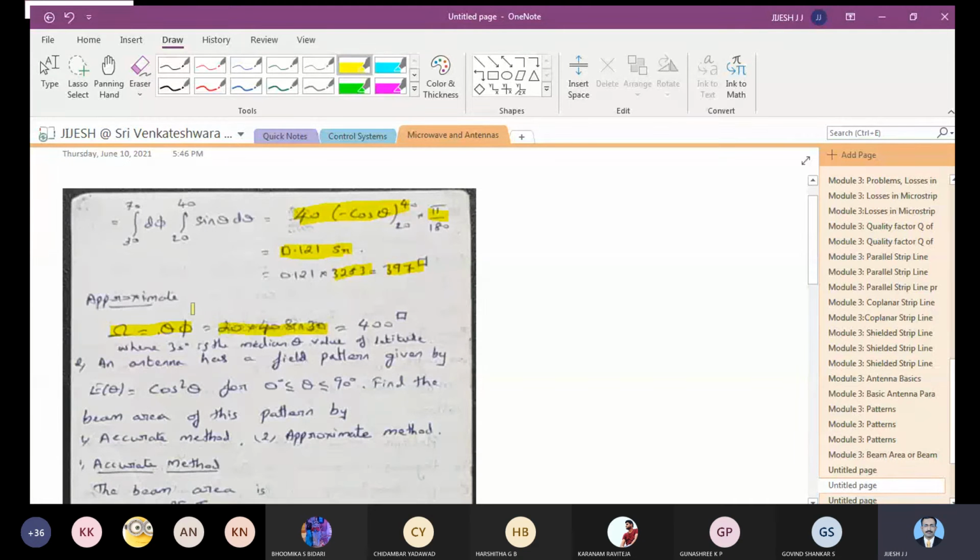Let me tell you why you have taken 20: it is the difference between 40 and 20. Why 40? It is the difference between 70 and 30. 30 degrees is the median of theta, because sine theta is coming, and the median of 20 and 40 is 30 degrees. So you have taken sine 30. So omega will be written as theta half power phi half power, 20 multiplied by 40 sine theta, and you'll get 400 square degrees.